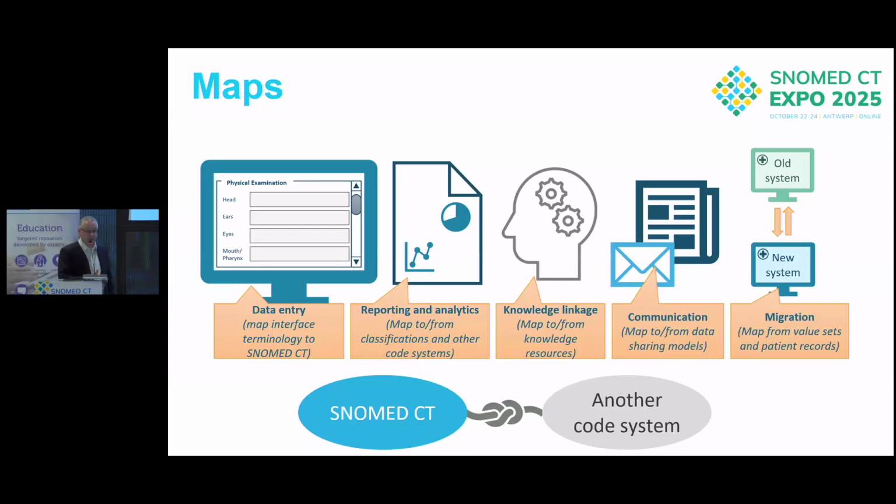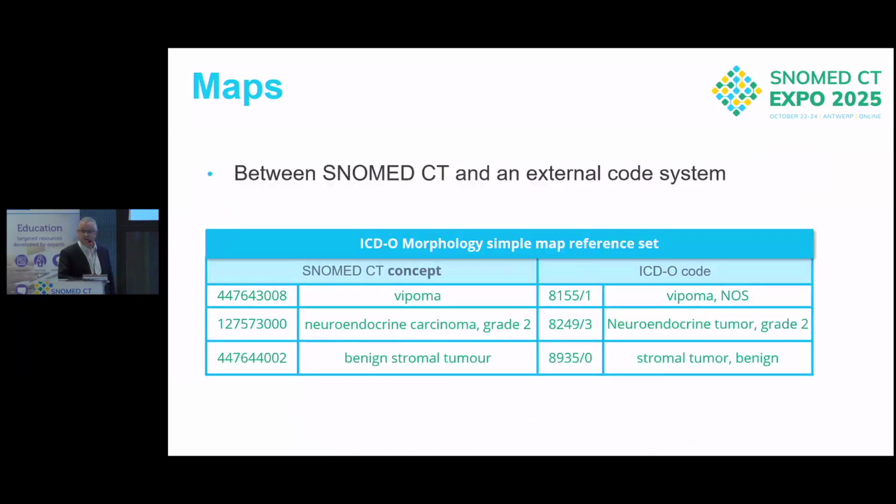Why do we use maps? Well, data entry, reporting and analysis, knowledge linkage, communication, migration. Maps are used for lots of things. And here's a simple map. It is simply the SNOMED code and a description and the ICD-10 code and description. It can be as simple as that, but it can be complex.